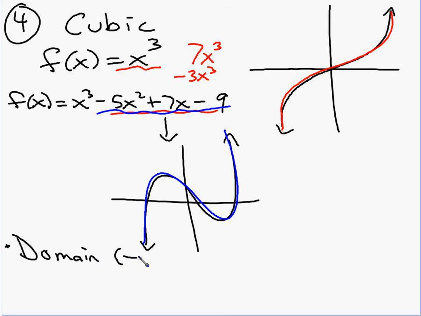Domain is negative infinity to infinity, because we can cube anything. The range is easy. That's everything.